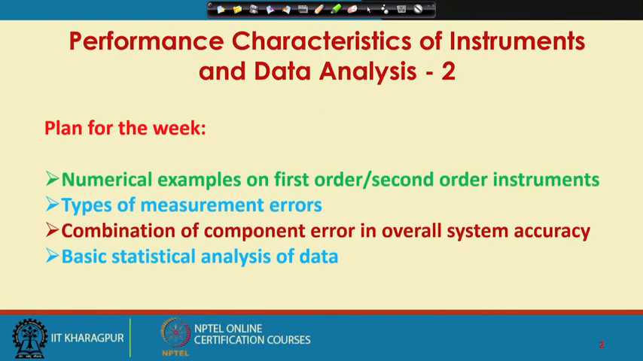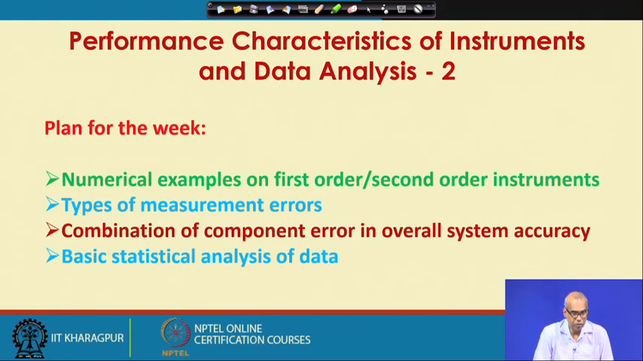So, this is our plan for the week. In the first lecture, we will talk about some examples, numerical examples on first order and second order instruments. In subsequent lectures, we will talk about different types of measurement errors.